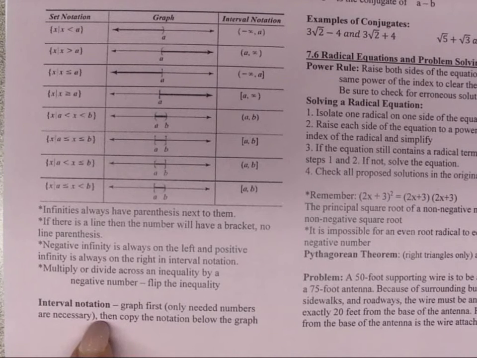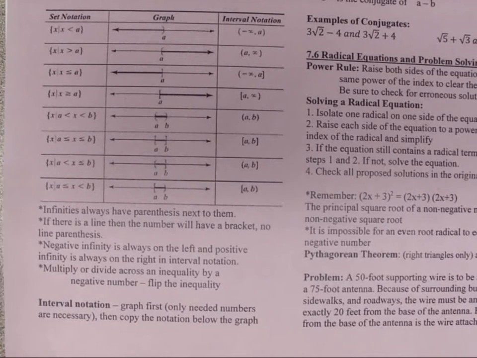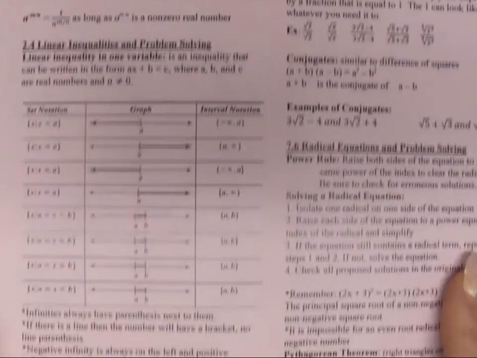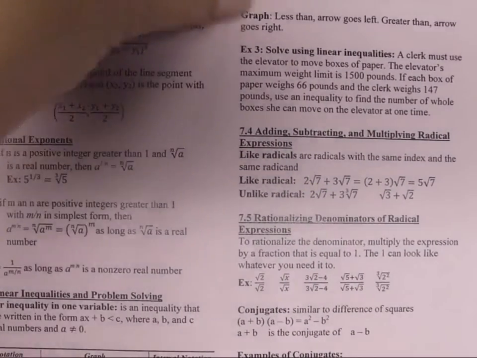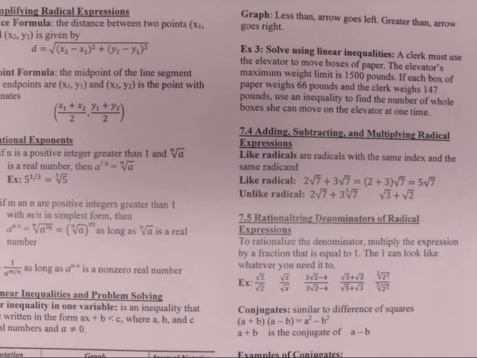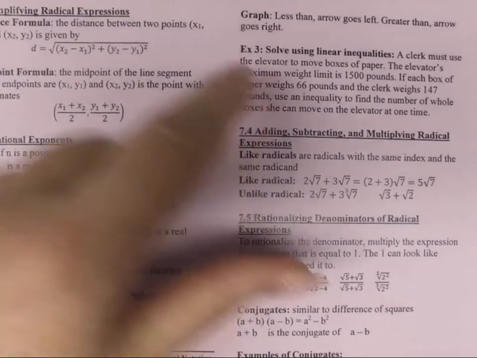So for interval notation, you want to graph it first. You only need the numbers that are necessary in the problem. You don't have to put a whole bunch. I'm going to show you what that means. And then we'll copy the notation below to the graph. When we graph, less than, the arrow goes left; greater than, the arrow goes right. That's according to the x. And then we'll come back to our example, which is a word problem.